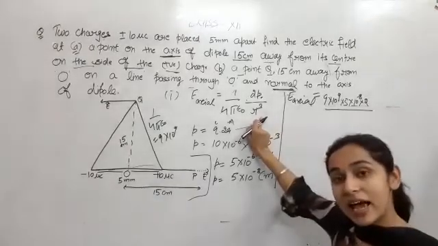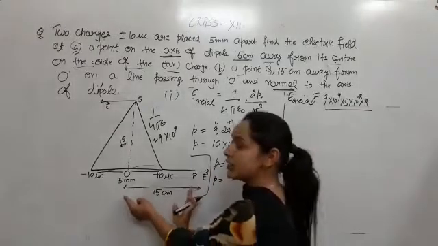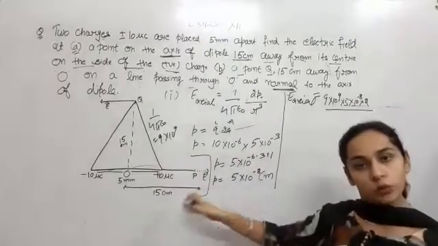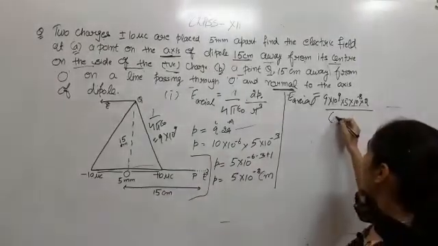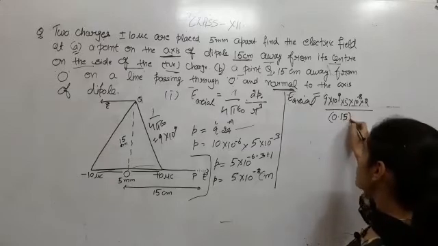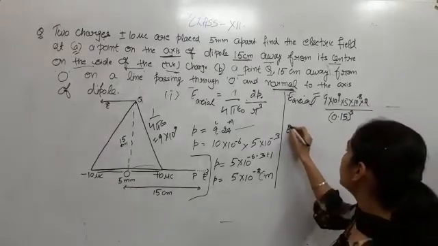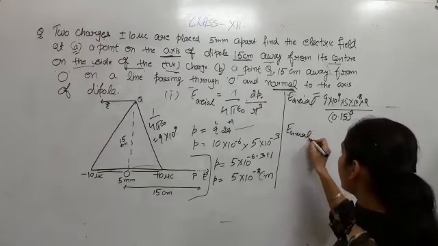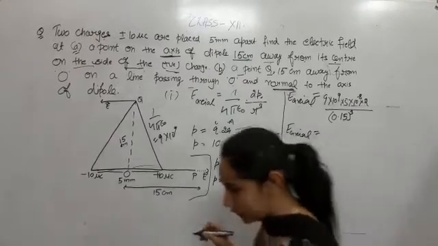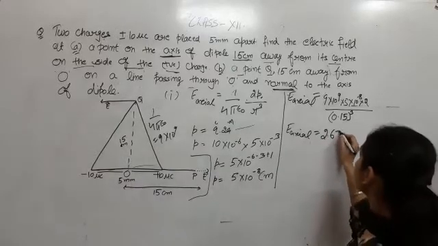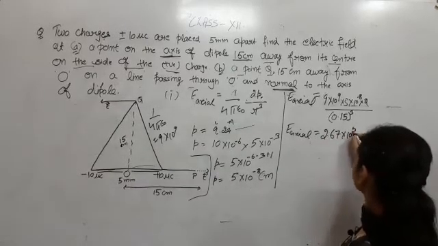Now, r cube. Which distance do I have to take? I have to take this distance 15. This is given in centimeter. To convert it into meter, I will divide by 100. Then I will get 0.15 cube. Now, solve it. What will you get? After doing a little bit of calculation, the answer you will get is 2.67 into 10 raised to power 5.